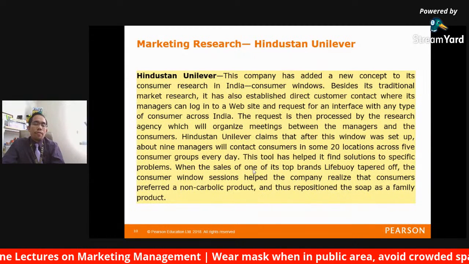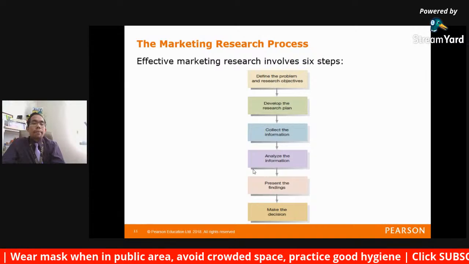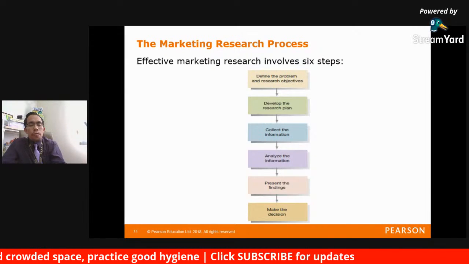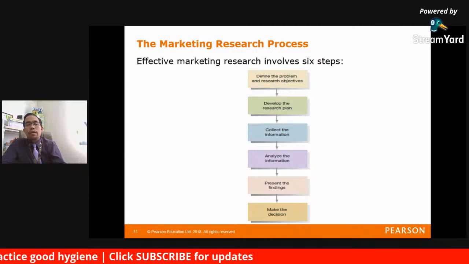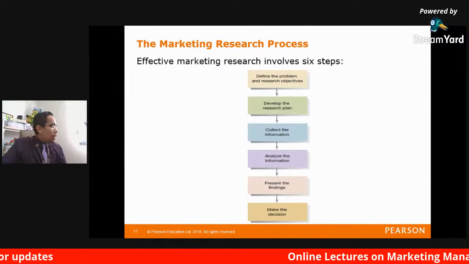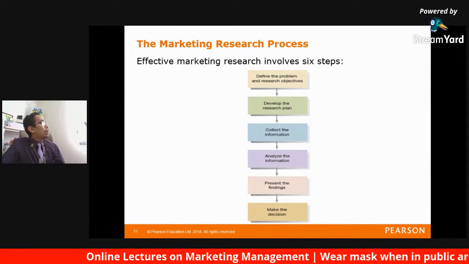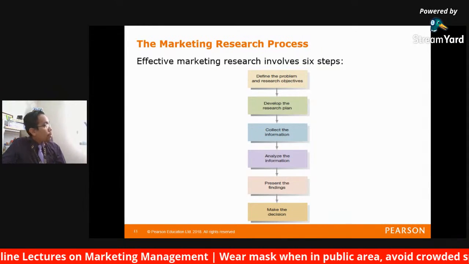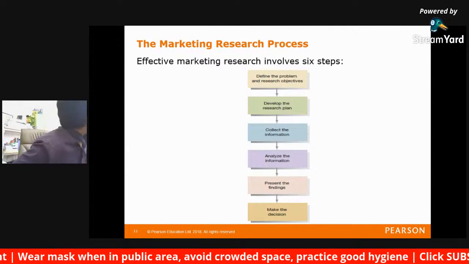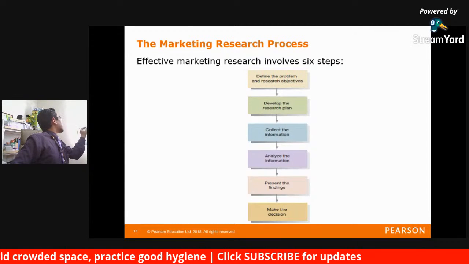Most of the examples are from Hindustan Unilever. You can read them on your own. If you are talking about marketing research, for students undertaking business admin in general, hopefully yes.